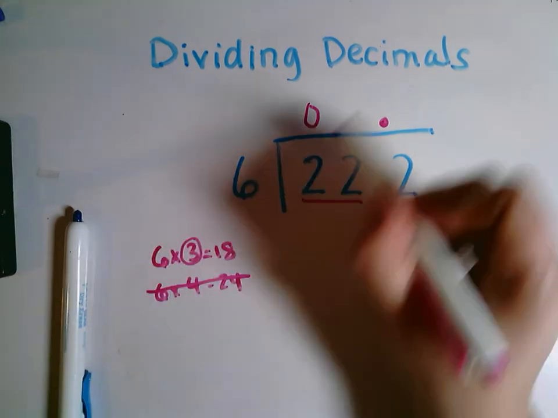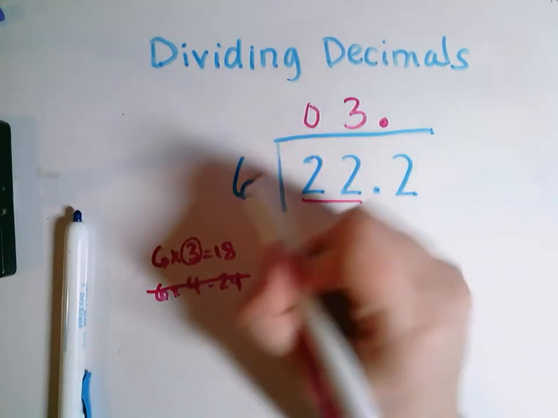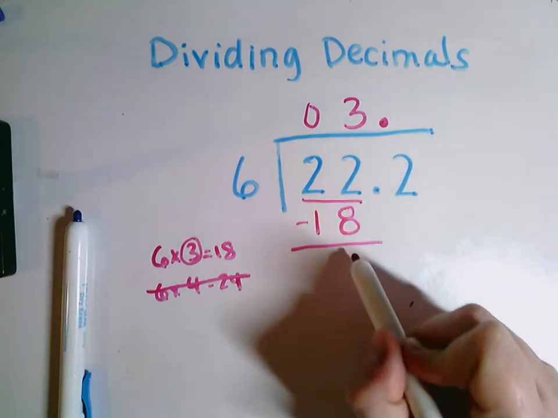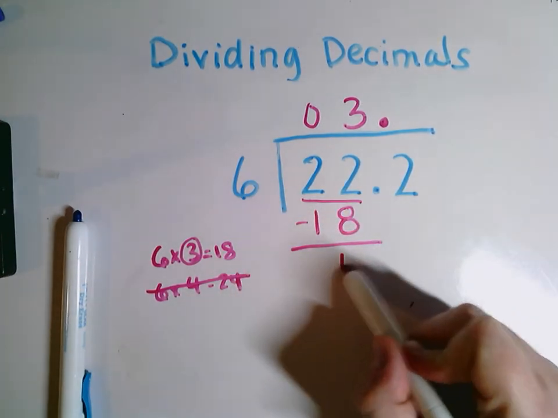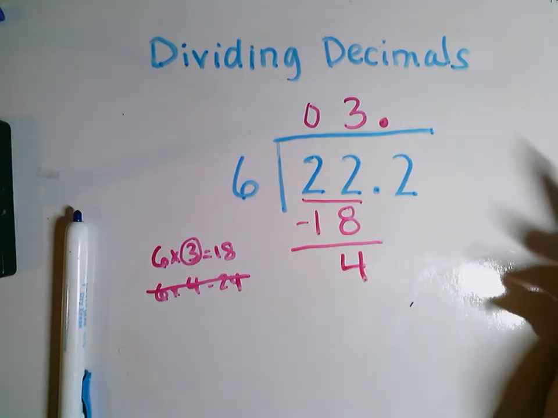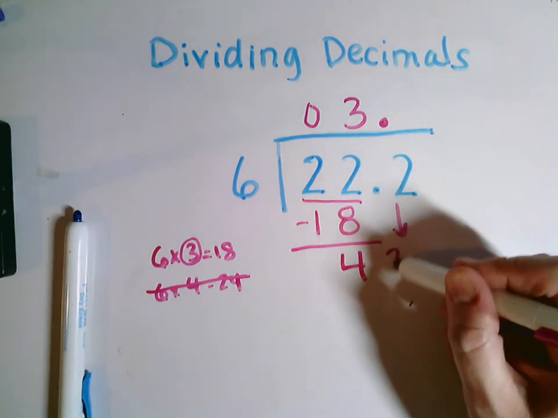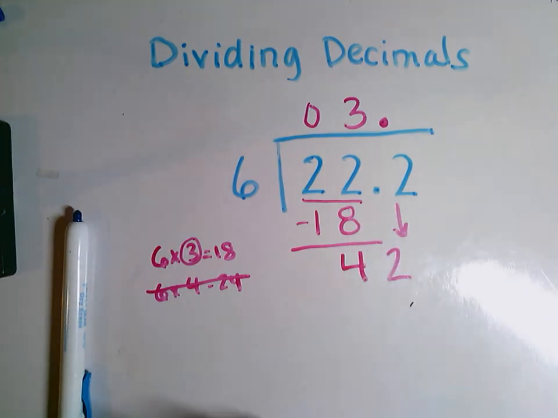I'm going to put 3 up here. 3 times 6 is 18. Let's see how many we have left. 22 take away 18 is 4. I'm going to bring that 2 down next to my 4. And now I have 42.